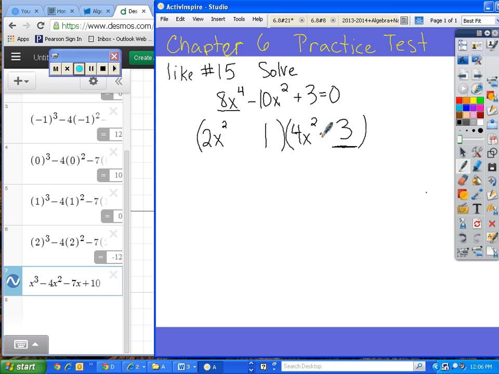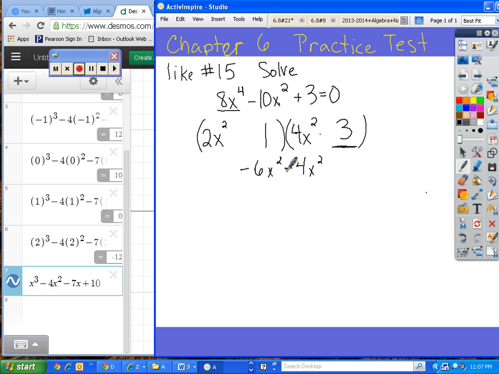Last thing I do is check my outside term, which is 2x squared times 3, which is 6x squared. And my inside term is 1 times 4, which is 4x squared. I need it to be 10x squared. Can I add or subtract 4 and 6 to make it 10? I can. So I plug in my signs.